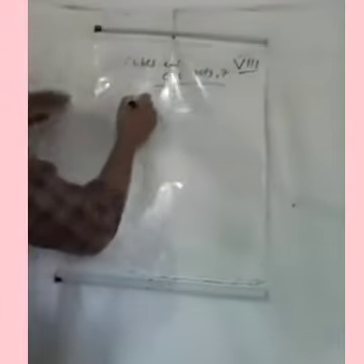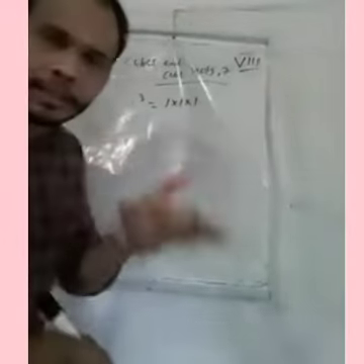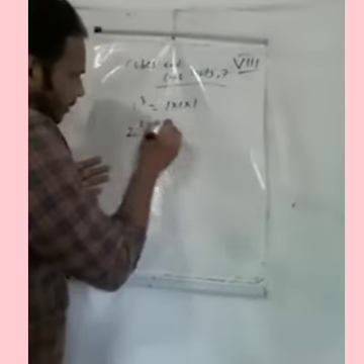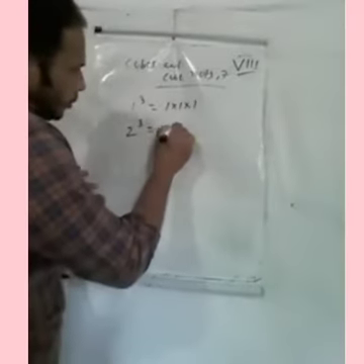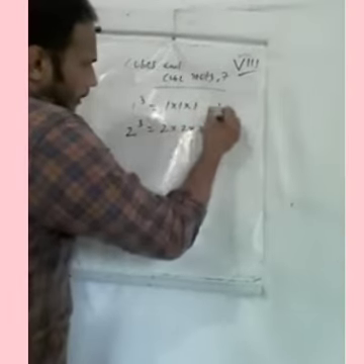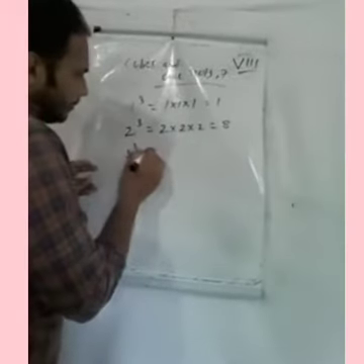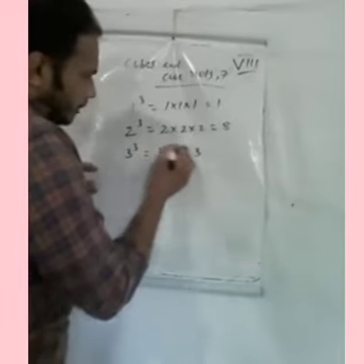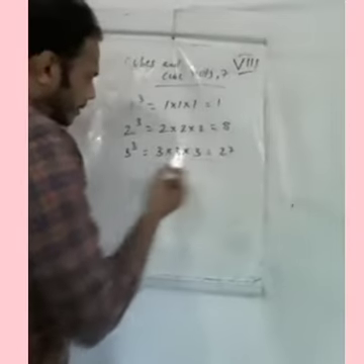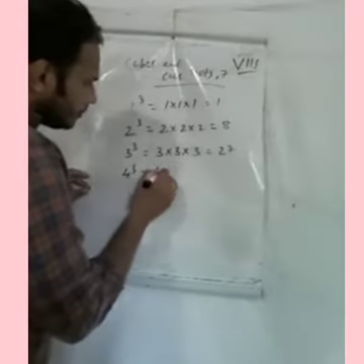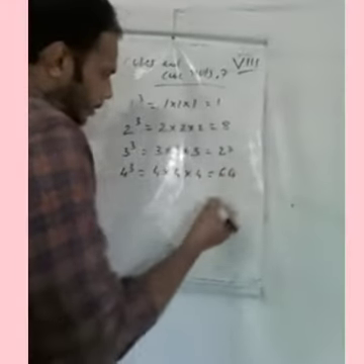Okay, so what is 1 cube? 1 into 1 into 1, we are multiplying 1 three times. What is 2 cube? If we put 2 on top it is square, if we put 3 it is cube. What is 2 cube? 2 into 2 into 2. 2 into 2, 4. 4 into 2, 8. What is 3 cube? 3 into 3 into 3. We are multiplying 3 three times. 3 into 3, 9. 9 into 3, 27. What is 4 cube? 4, 4, 4. 16, 64. Okay, so like this and so on.